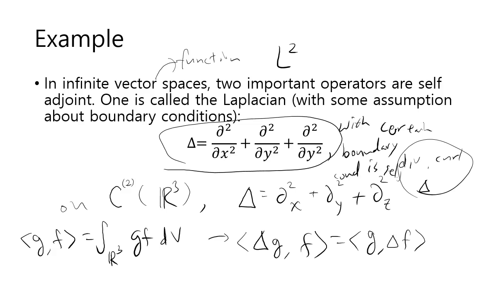Okay? And this operator happens to come up in, say, heat equation, Laplace equation, Poisson equation, in Navier-Stokes, in electromagnetics, so even quantum mechanics. So this operator is everywhere. So having a self-adjoint operator appearing in so many different contexts, that tells us that studying self-adjoint operators is really important.